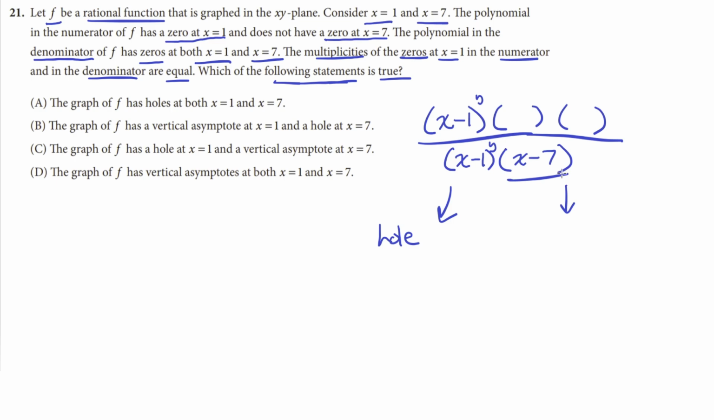Because if there's a 0 in the denominator, then that means the graph will approach positive or negative infinity as it reaches that 0. Because when there's 0 in the denominator of any fraction, then we get positive or negative infinity. So there's an asymptote here. So there's a hole at x equals 1 and an asymptote at x equals 7. There's not an asymptote at x equals 1 because these two terms are cancelled out since they have the same multiplicity and they're in the numerator and the denominator. So that means that the correct answer is C, a hole at x equals 1 and a vertical asymptote at x equals 7.